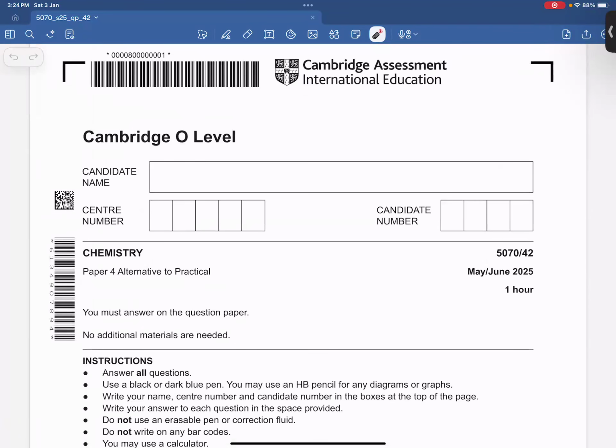Welcome back, everyone. Let's start O-level chemistry, paper 4, alternative to practical paper, May/June 2025, variant 42. We have done 41 in the last class. Let's talk about 42 now.